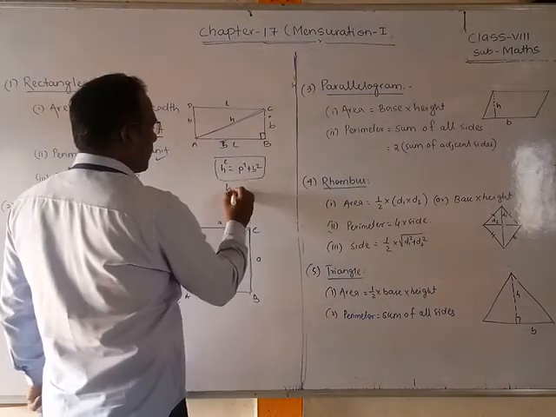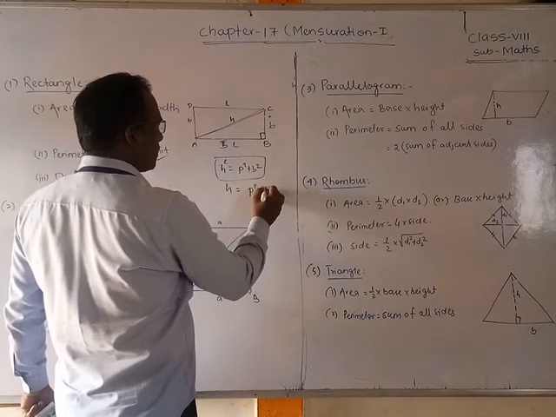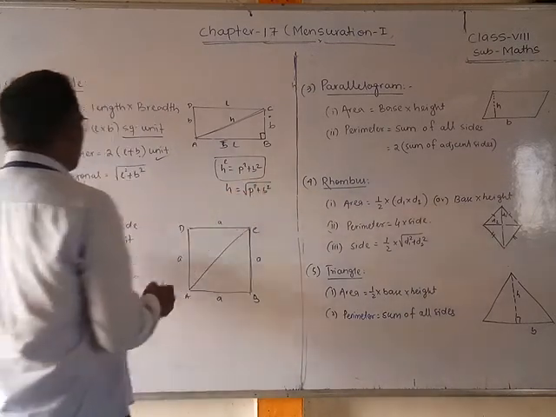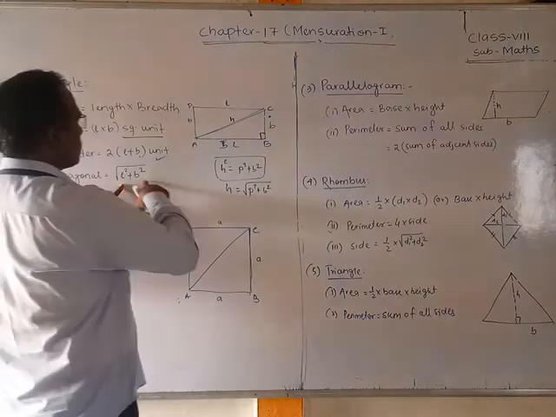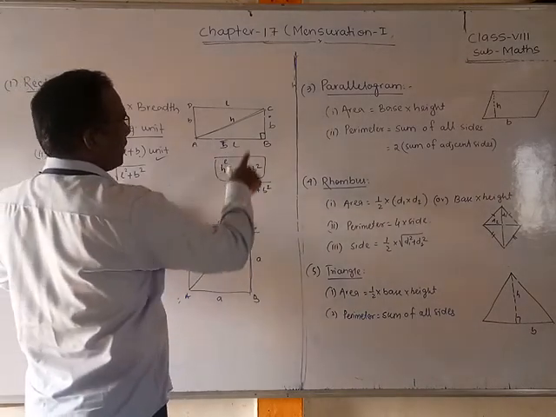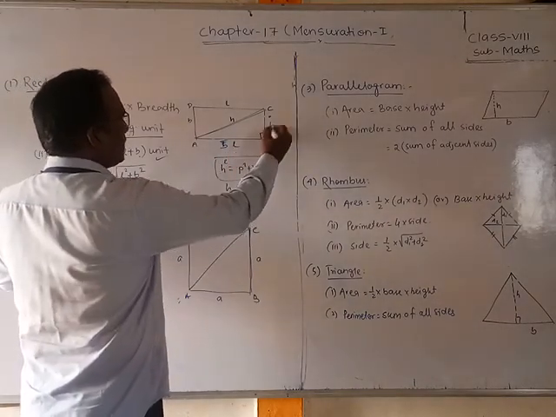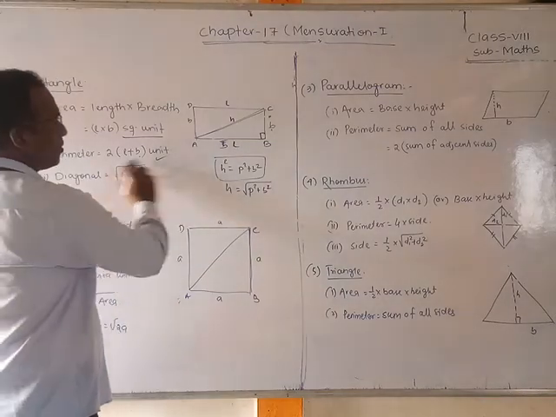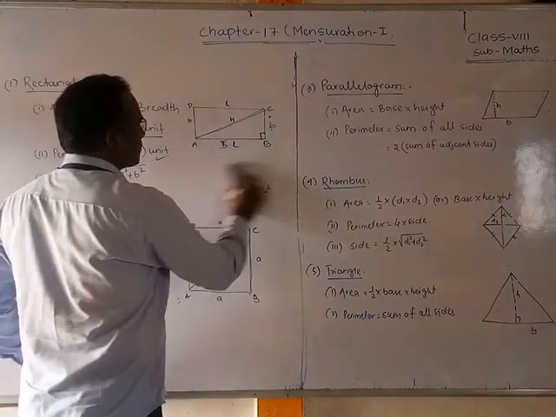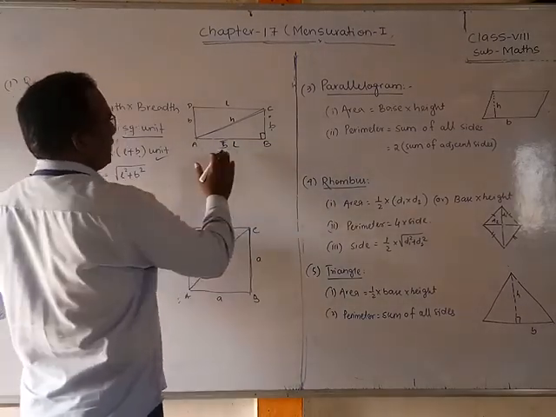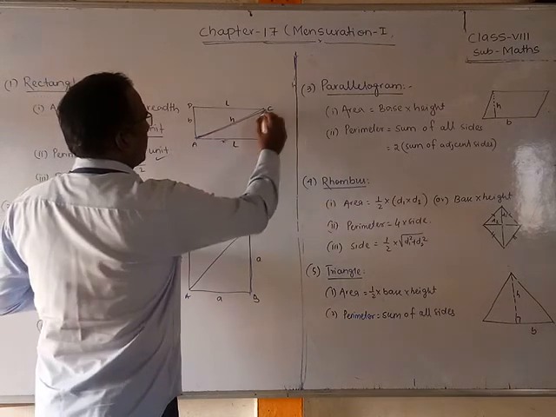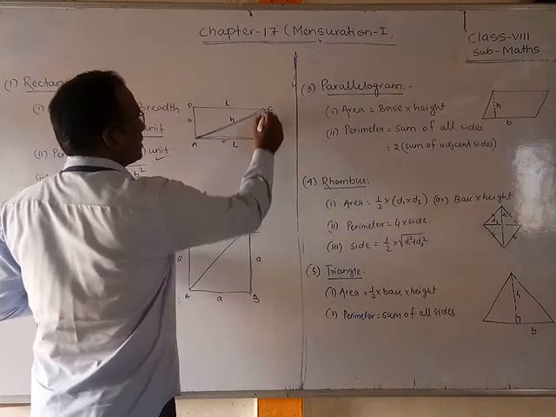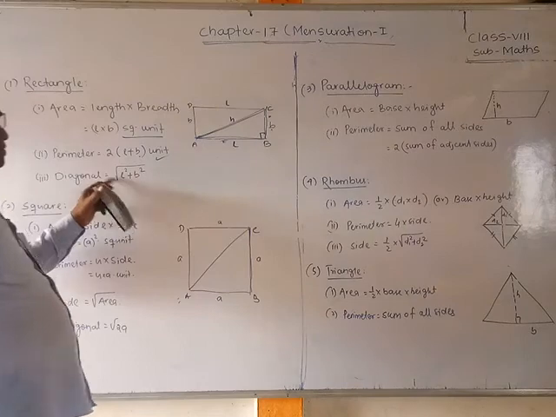Whenever we want to find h, we write the square root of P square plus B square. Same here: the square root of length square plus breadth square. So this is L, it is B, so the square root of L square plus B square. Whenever you are finding diagonals, it is the square root of this side square plus this side square. That is called the diagonal.